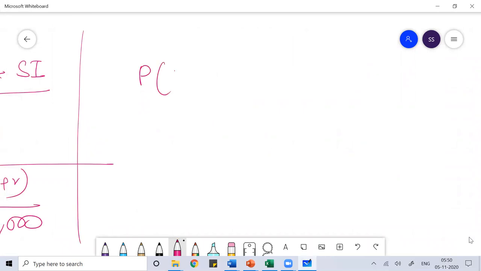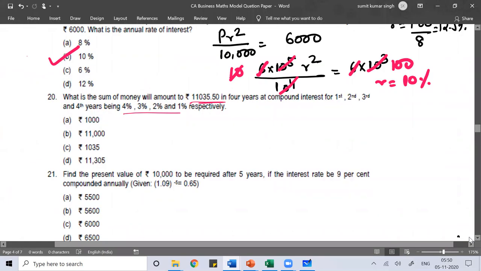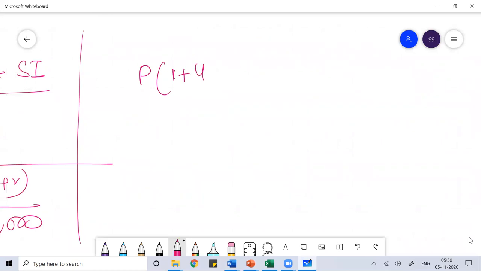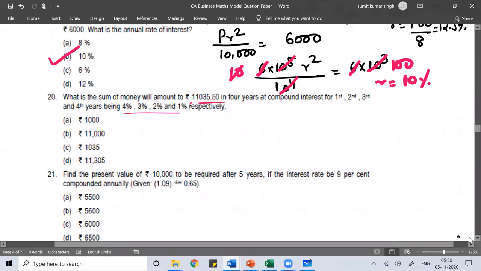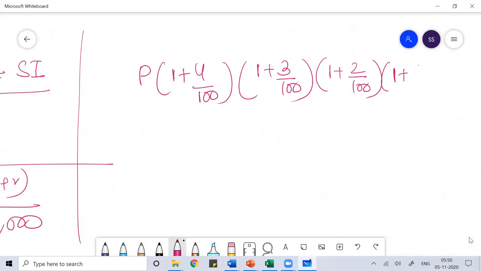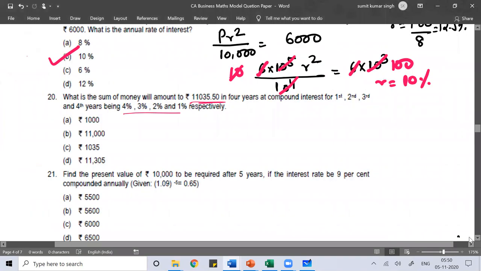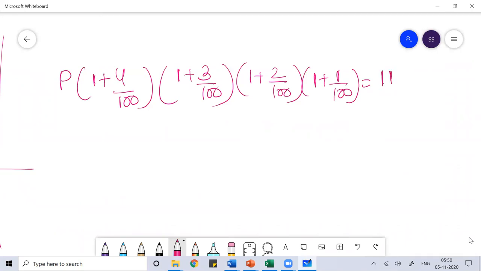So suppose this is your principal, 1 plus, for the first year the rate of interest is 4%, 1 plus 4 by 100, into, for the second year the rate of interest is 3%, 1 plus 3 by 100, for the third year the rate of interest is 2%, 1 plus 2 by 100, and for the fourth year the rate of interest is 1%, so 1 plus 1 by 100. So the amount is 11,035.20. They are asking you to find the principal.